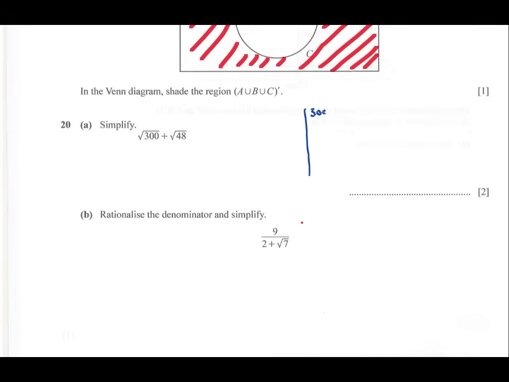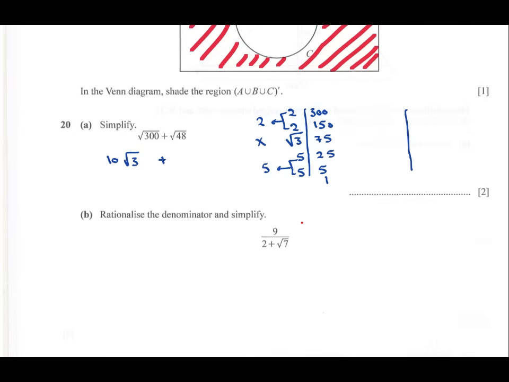300 divided by 2 is 150, divided by 2 is 75, divided by 3 is 25, divided by 5 equals 5, divided by 5 equals 1. From every 2 equal numbers, we will take 1: 2, then the two 5s, we will take 5, and root 3. The answer for root 300 is equal to 10 root 3, plus root 48.